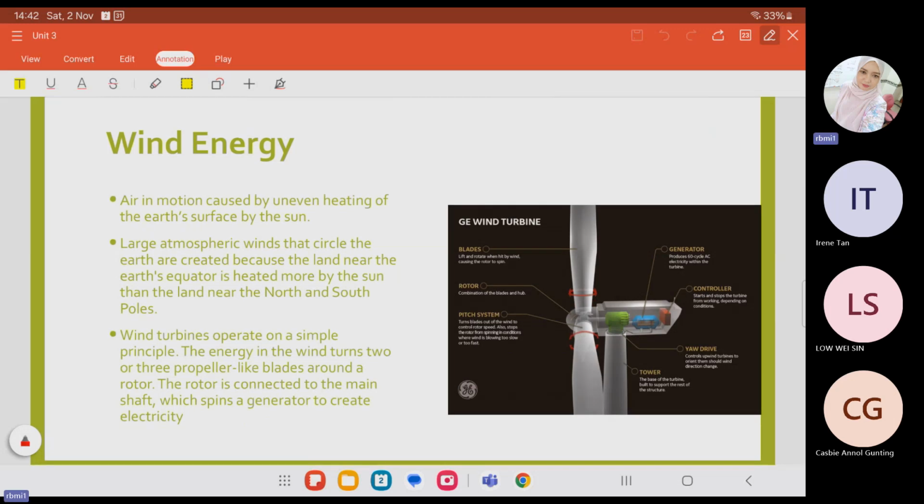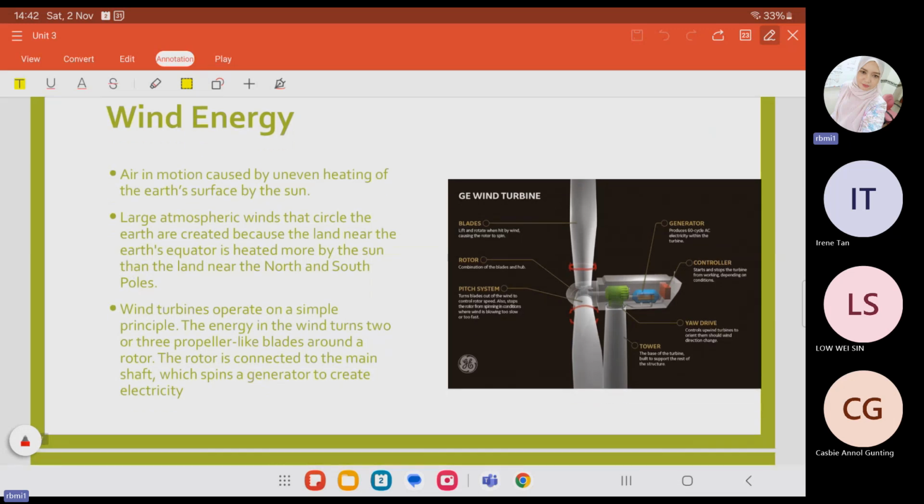Okay, for wind energy, it is air in motion caused by uneven heating of the Earth's surface by the sun. As you can see here, we have the wind turbine. We have blades, rotor, the generator controller, and also the tower beam. Large atmospheric winds that circle the Earth are created because the land near the Earth's equator is heated more by the sun than the land near the north and south poles.